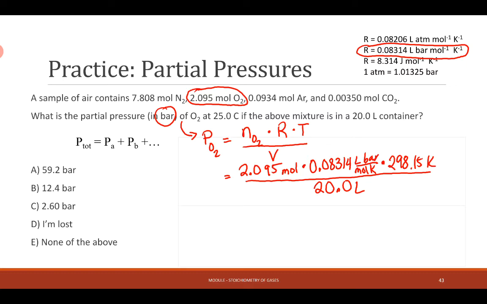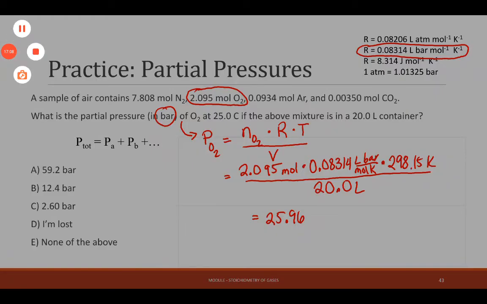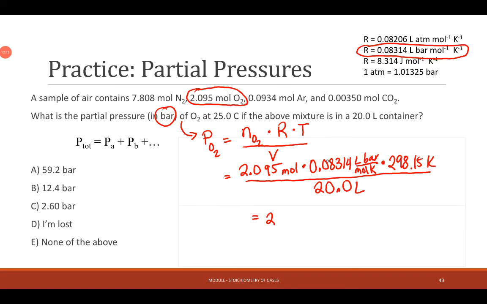2.095 times 0.8314 times 298.15. Divide that by 20. And that gives me 25.96 bar. I had not typed in that 0 into my calculator. That's important. It is 2.5965 bar. And then I'm going to need 3 significant figures. And so it's going to round up to 2.60 bars.